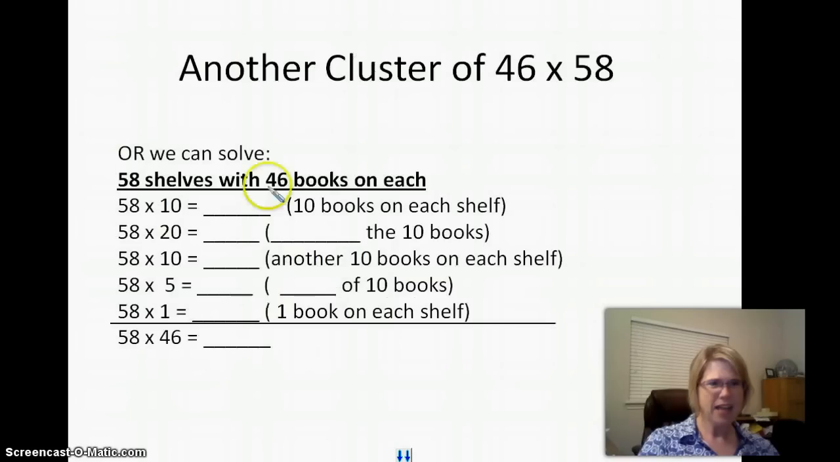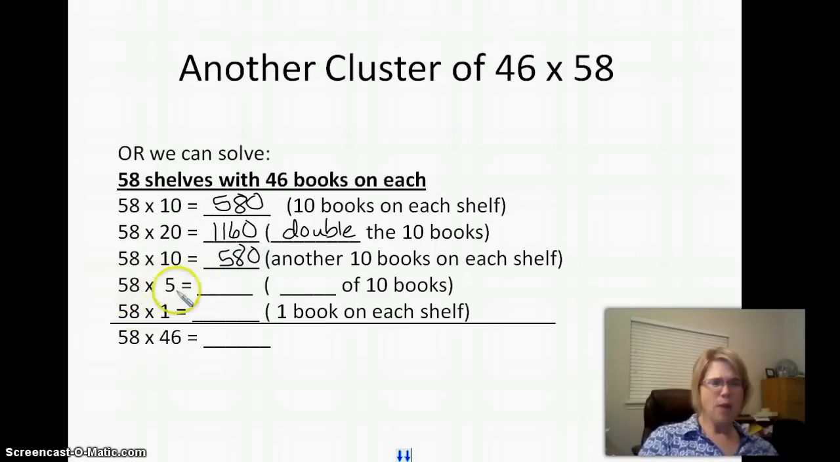Well, let's see how I can do it the other way around. Let's see if I can do the 58 shelves with 46 books. So 58 times 10, 10 books on a shelf, that's not too difficult, 580. Now we want to do a total of 46. We've only done 10, so we can double this to do a group of 20. That's not too hard. 500 doubled is 1,000, 80 doubled is 160, so it's going to be a total of 1,160. That's double the 10 books. 58 times 10, another 580.